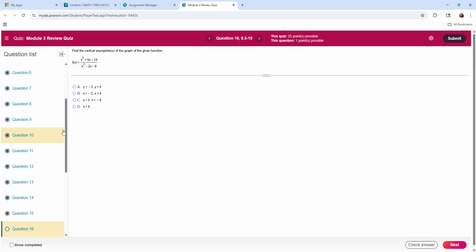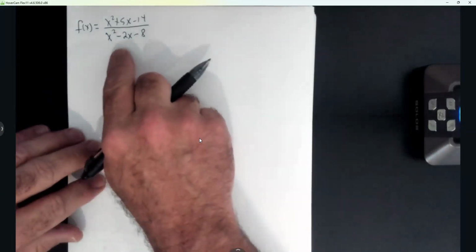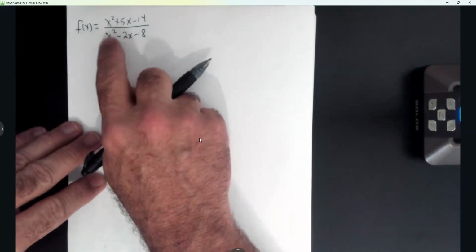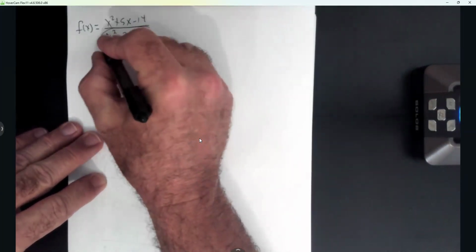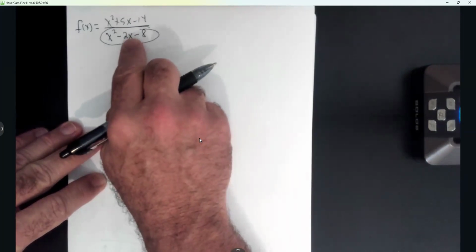All righty, so it looks like we're getting into vertical asymptotes. So they're giving me f of x equals x squared plus 5x minus 14 over x squared minus 2x minus 8. All right, so vertical asymptotes come in the form of an equation. x equals a number. It's always x equals a number on vertical asymptotes, okay? And to find them, you set the denominator equal to 0. We're only concerned with the bottom, okay?